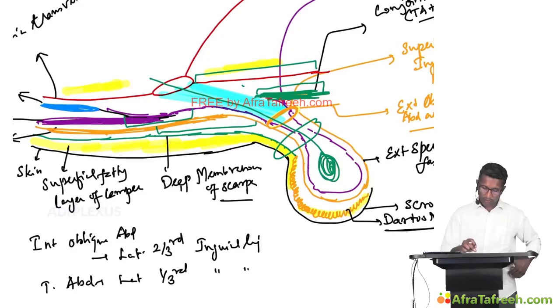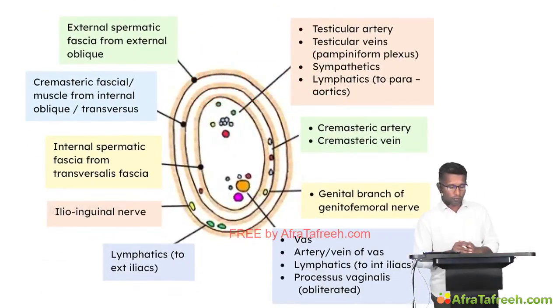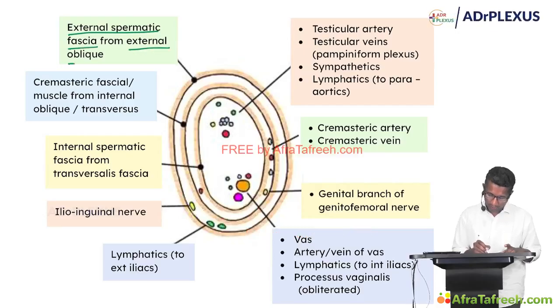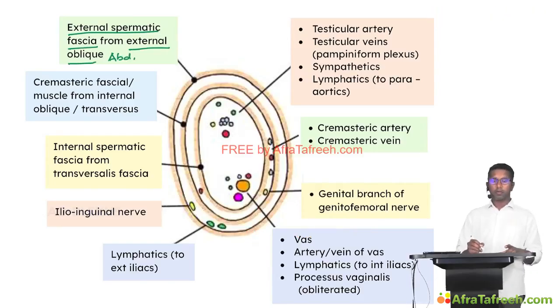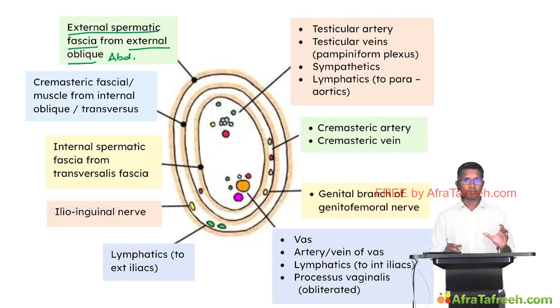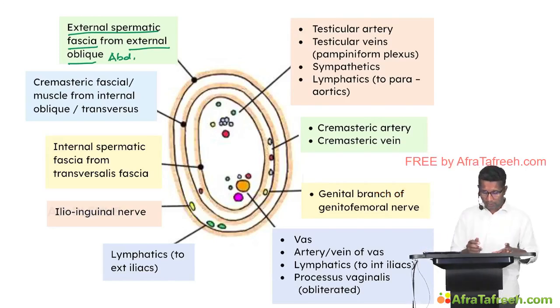So if you see the coverings of the spermatic cord, you can appreciate from this diagram, the outermost covering is the external spermatic fascia. Please understand, we have seen this external spermatic fascia is a continuation of the external oblique abdominis muscle. That is the outermost covering of the spermatic cord. What is the next layer? The next layer is the cremasteric fascia and the cremasteric muscle.